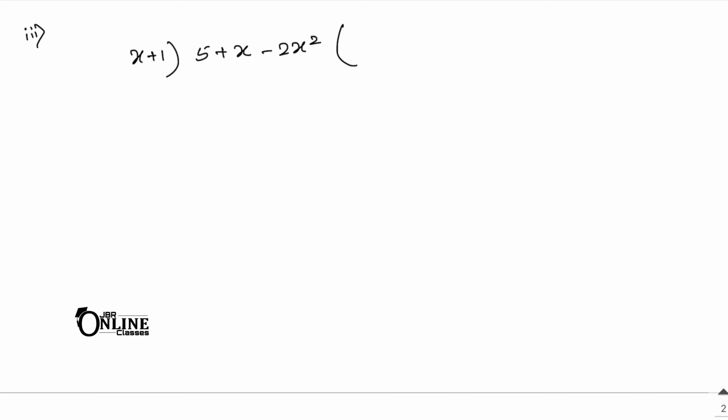Now the next one, sum number 3. In sum number 3, you have x plus 1 as the divisor, and here 5 plus x minus 2x square as the dividend. So first here you have 5 only. You can rearrange this one in this way: minus 2x square, then plus x, then plus 5.